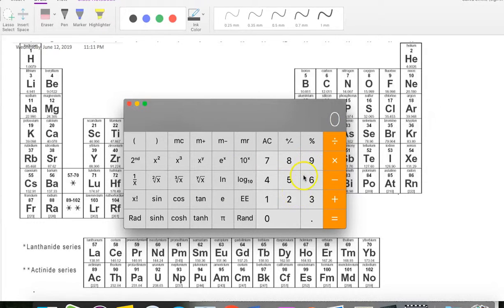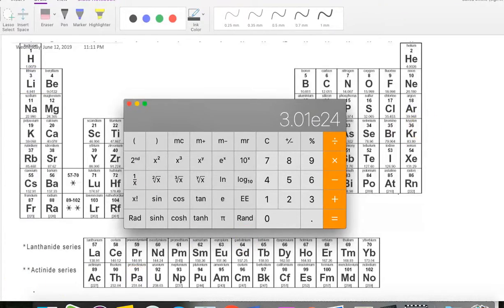So I'm just going to take my 5 times 6.02. This EE button is common on all calculators if it's a nice calculator that actually has all the buttons you need. This EE represents times 10 to the. So after I push EE, I can simply push 23, equals 3.01 times 10 to the 24th. So that total is my number of molecules of nitrogen gas.